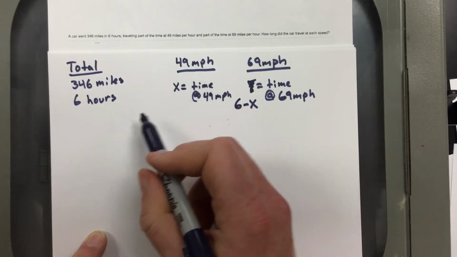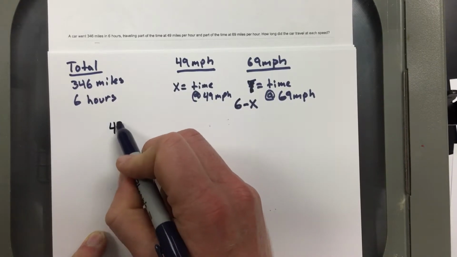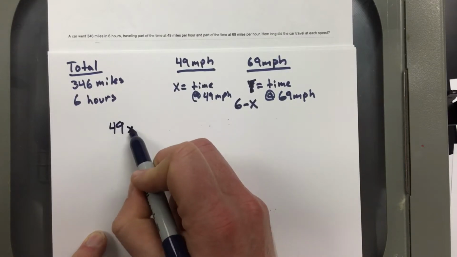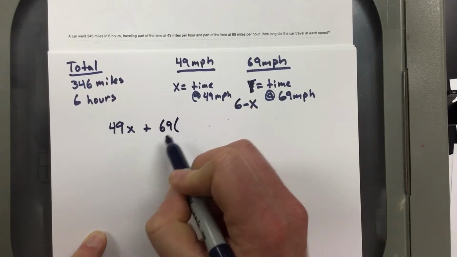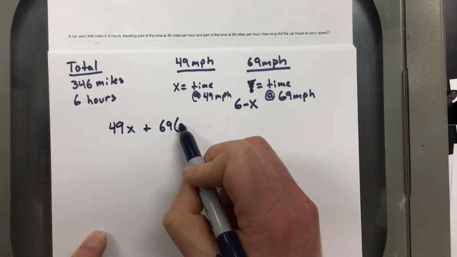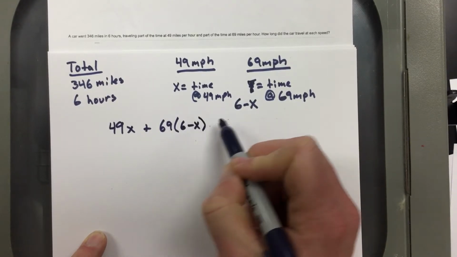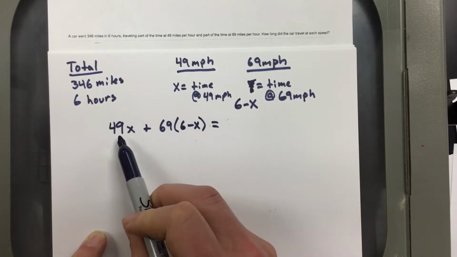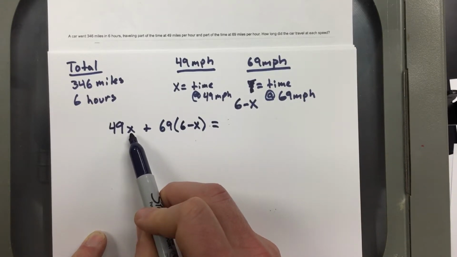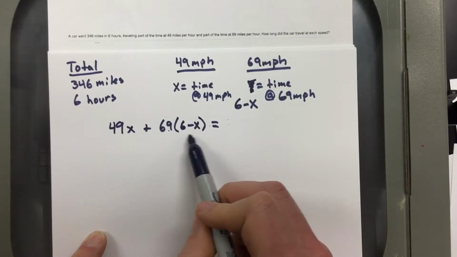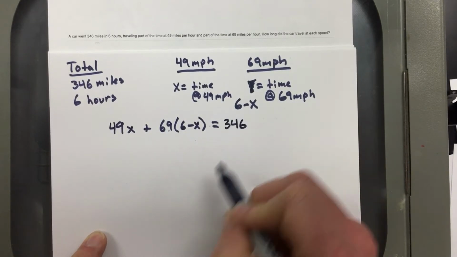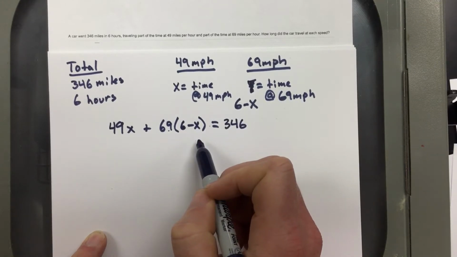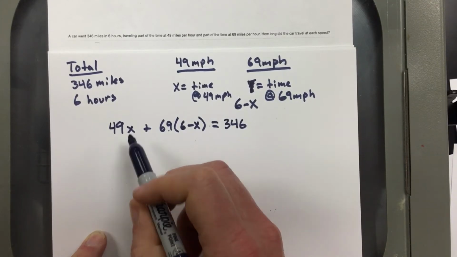So what I'll do is say, okay, 49 miles per hour times the time, which is x, plus 69 miles per hour times 6 minus x, which is our time over there, is going to have to give us, well, speed times time is going to give you a distance. So I better write that this is our total distance, 346 miles. And now I can solve this equation because I have one variable in the equation.